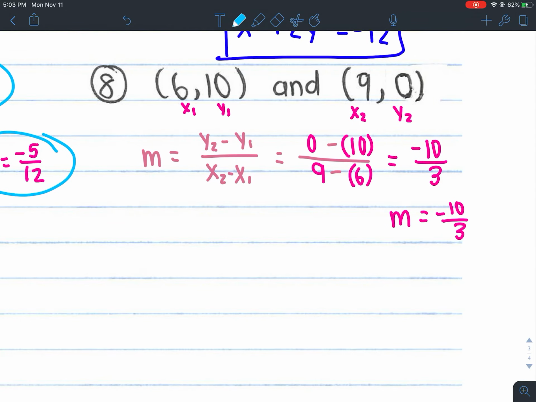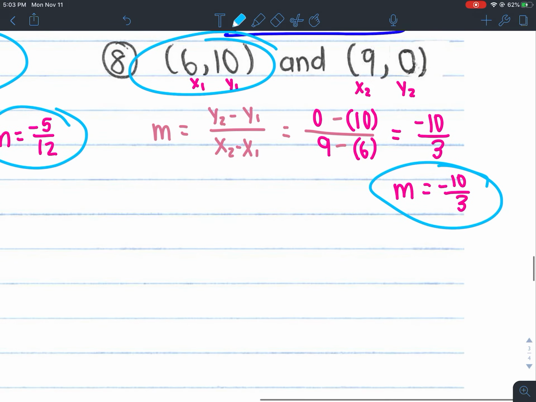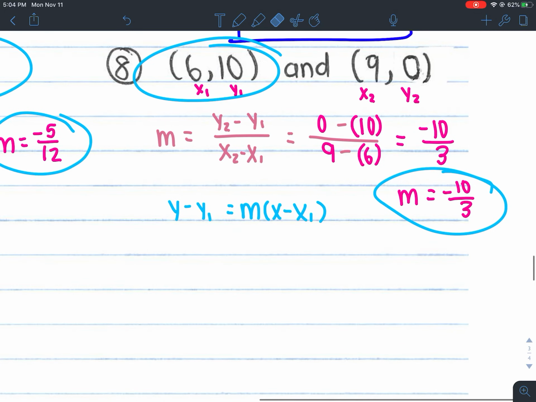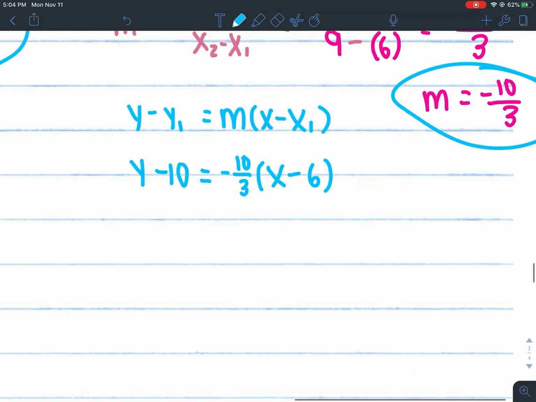We want to put it in point-slope form. If they didn't give us an equation, we got to put it in point-slope. That's the easiest form to put it in. So we're going to have slope, and we pick a point. It doesn't matter what point you pick. I'm going to go ahead and pick the first one for this one, just to be different. Okay, so I have y minus y1 equals m times x minus x1. My circle here is a little messy. Okay, so that means we have y minus 10 equals negative 10/3 x minus 6.